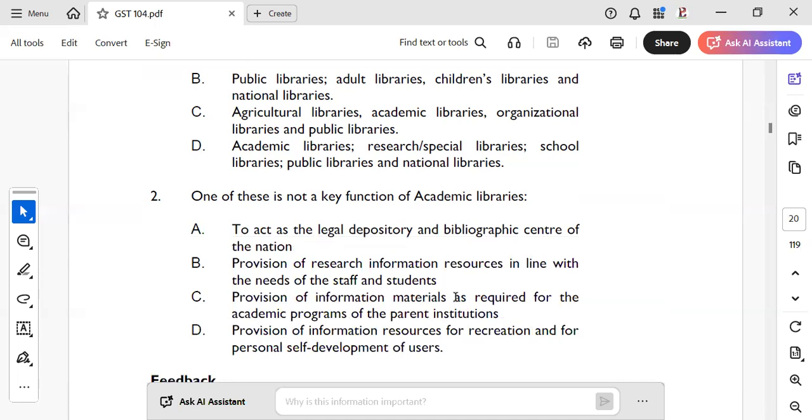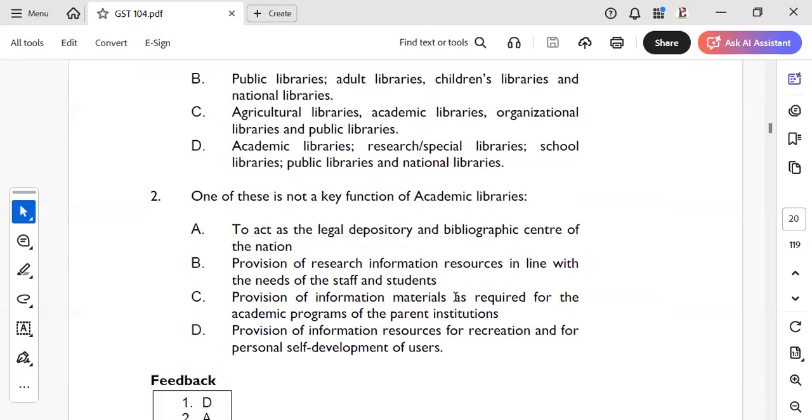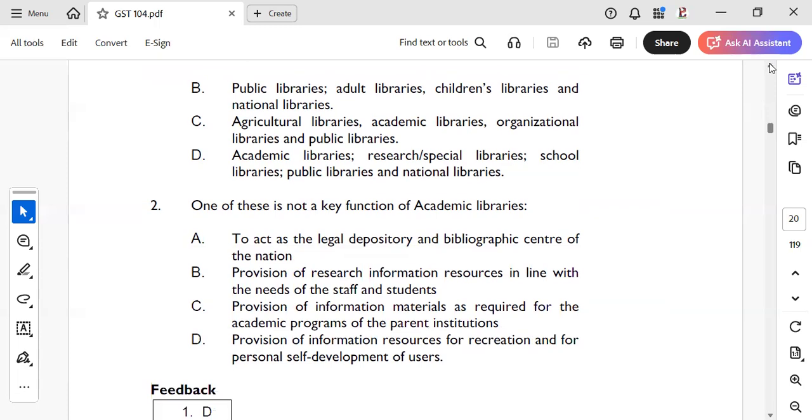Question 2. One of these is not a key function of academic libraries. A, to act as a legal depository and bibliographic center of the nation. B, provision of research information resources in line with the needs of the staff and students. C, provision of information materials as required for the academic programs of the parent institutions. D, provision of information resources for recreation and for personal self-development of users.